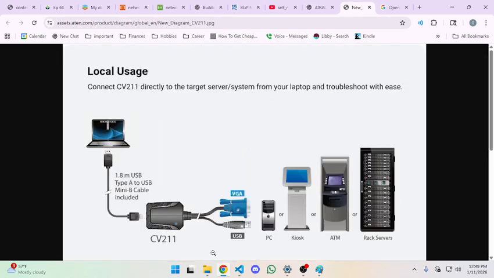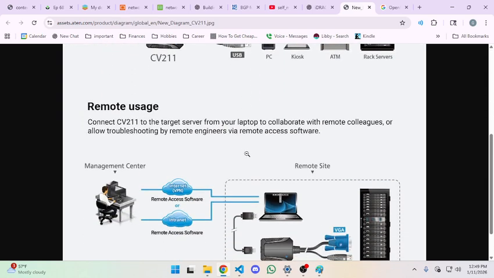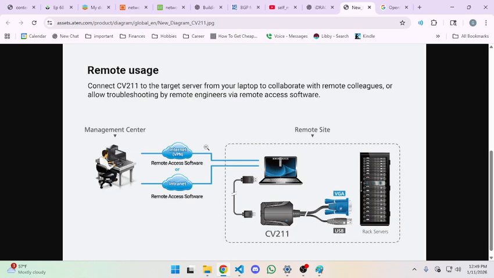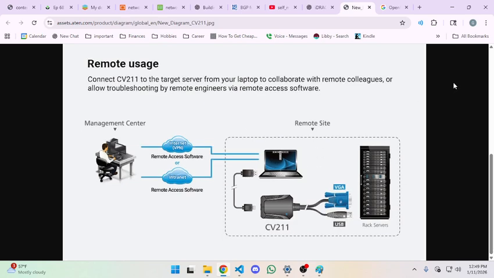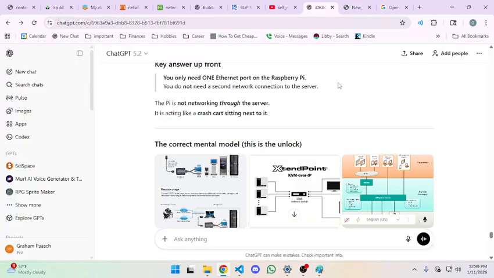Okay, so this is basically going to be the Raspberry Pi. So we're going to plug it into VGA and USB. So we probably will need something like this. We probably will need to buy this CV211 dongle.